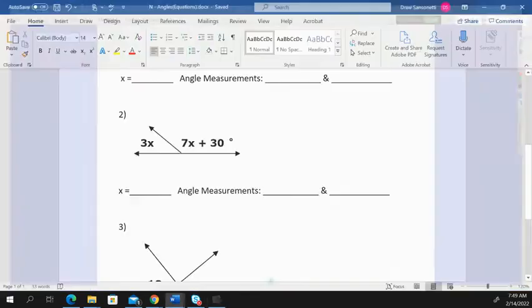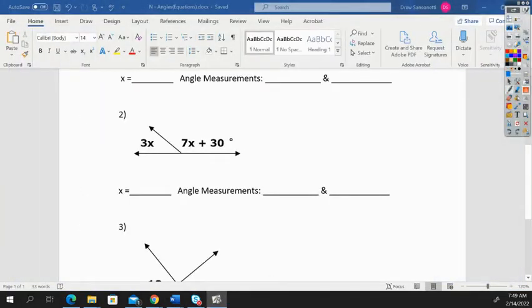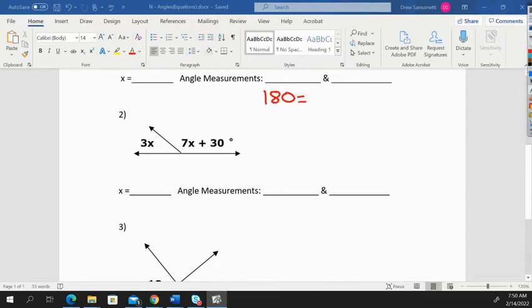Sorry about that. All right, so for number 2 here, we see that we make a straight line. Two angles came together and made a straight line. That means that this is supplementary. We know supplementary angles, if they make a straight line, that means this is going to equal 180. So you need to ask yourself, well, what equals 180? It is both of these angles together. That's 3x, and I'm going to add it to the other angle, 7x plus 30.